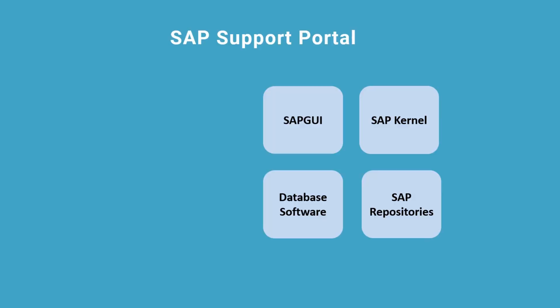In this lecture, we will walk through the SAP Support Portal. Now we know that an SAP system is composed of different software and different components: SAP GUI, SAP kernel, database software, and SAP repositories. All patches of these components are downloaded from the SAP support site, support.sap.com. Only the components that you are eligible to access can be downloaded.